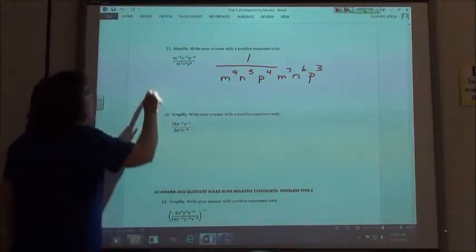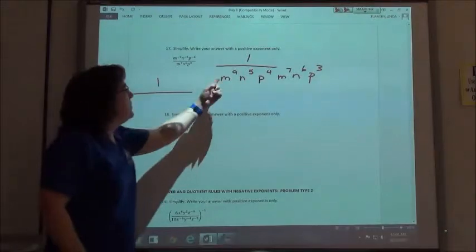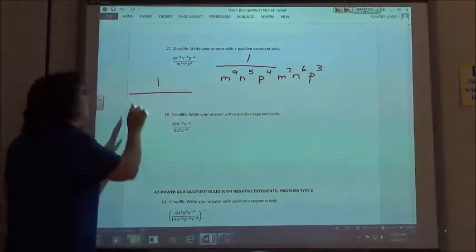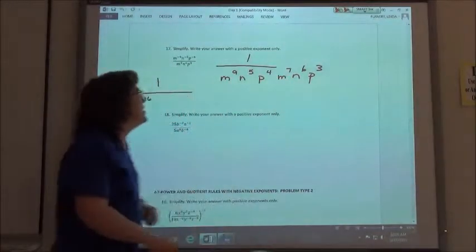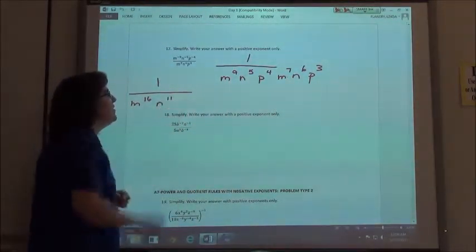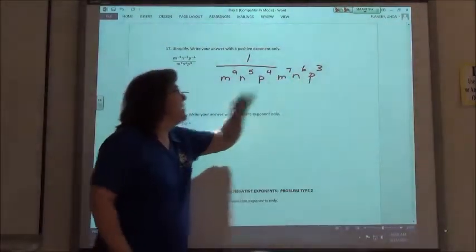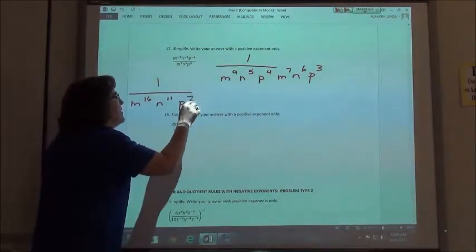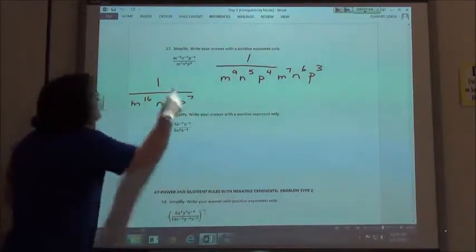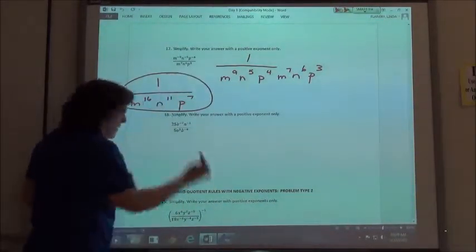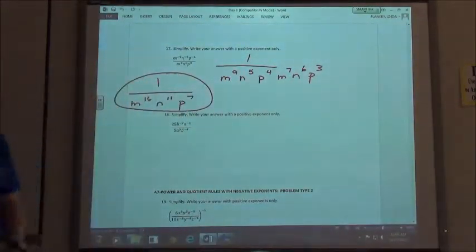So combining my like terms, m to the 9th times m to the 7th would be m to the 16th. n to the 5th times n to the 6th is n to the 11th. And p to the 4th times p to the 3rd, p to the 7th. So my answer there, 1 over m to the 16th, n to the 11th, and p to the 7th.